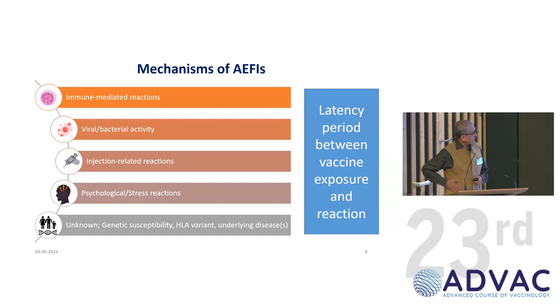Then viral and bacterial activity, injection-related, even when the injection is given. A new dimension which has been added, and it was taken up by SAGE in a big way, is about the psychological and stress reactions. There is a very intimate relationship or axis between brain and psychology, and it is a reciprocal action, and it affects the immune system. And finally, the genetic issues and other several unknowns.